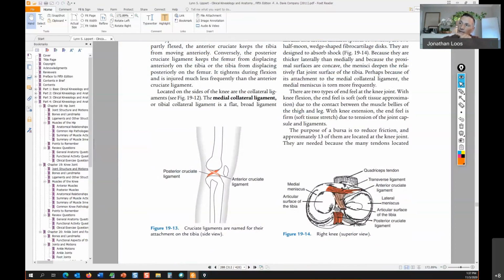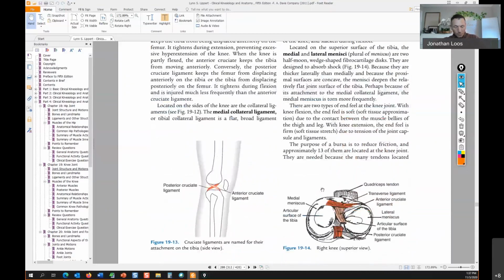Looking down from a superior view on the tibia, here's anterior, here's posterior. You can see the anterior cruciate ligament starting here and coming back behind the femur, and the posterior cruciate ligament starting in the posterior and coming up in front of the femur.